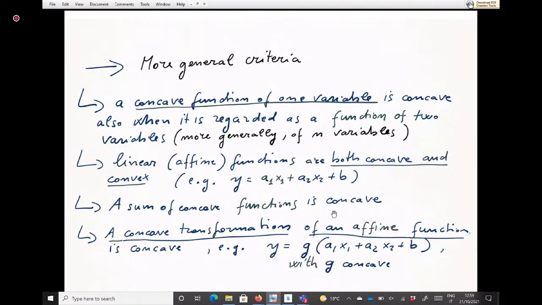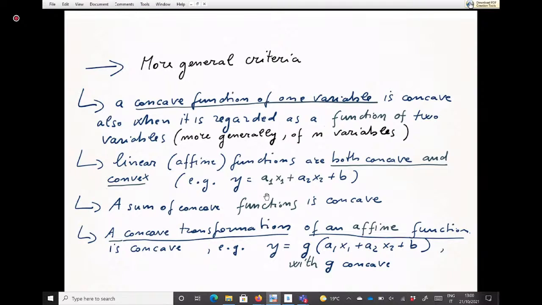For instance, if you have the plane as above, okay? A1x1 plus A2x2 plus B. And then you take the square root of it, or any G that is a concave function of one variable. Then what you obtain is concave, okay?